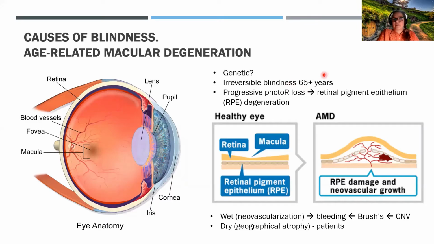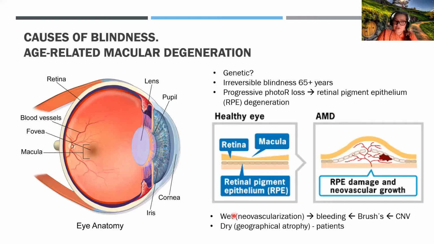The population that is at high risk of developing this disease are patients older than 65 years old. And this disease always produces irreversible blindness, and it also includes progressive photoreceptor loss, especially, and this loss leads to retinal epithelium degeneration.